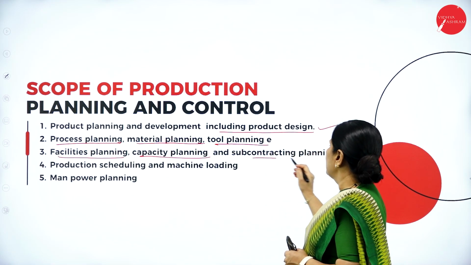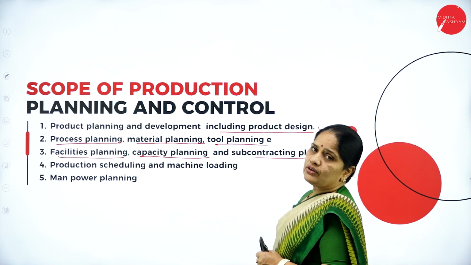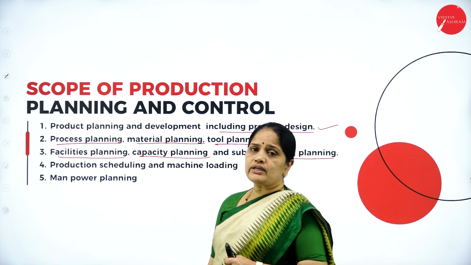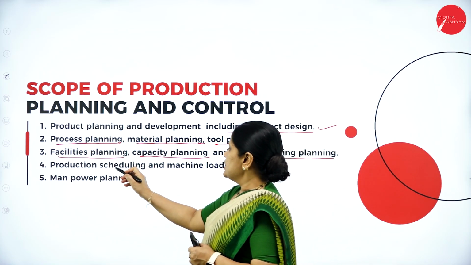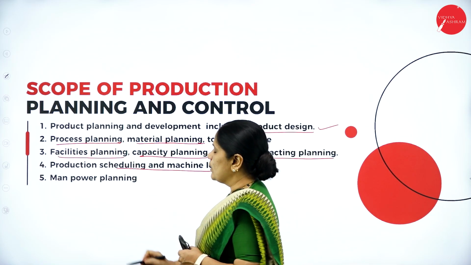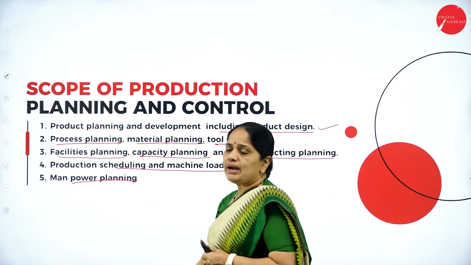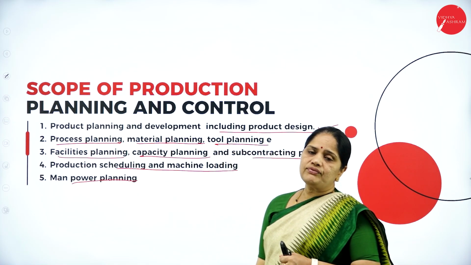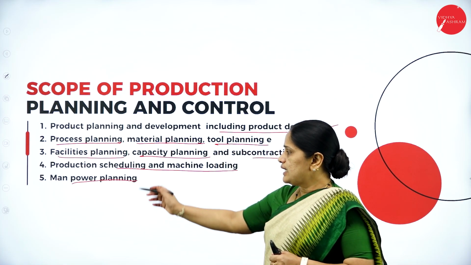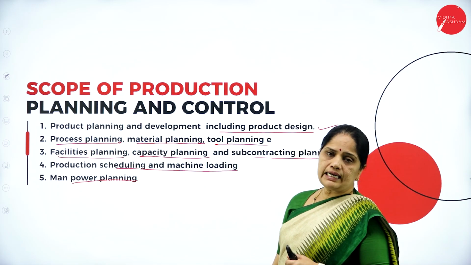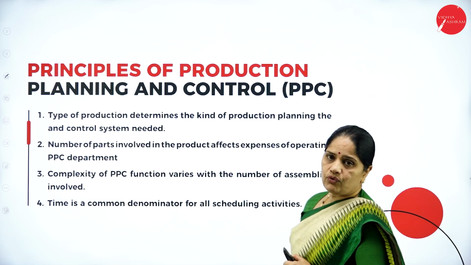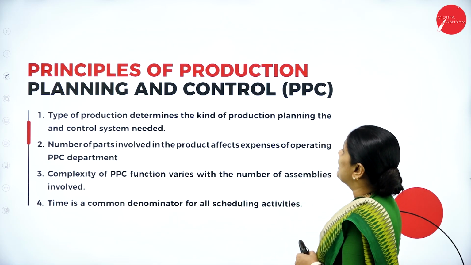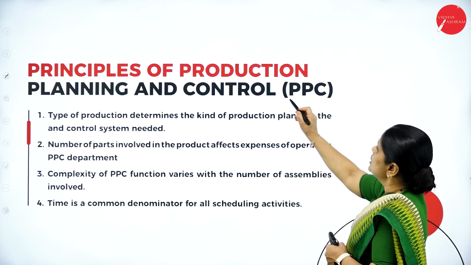Then subcontracting planning. So, whether you want to subcontract any of the processes involved, production scheduling and machine loading, and we have the manpower planning. So, after having all the schedules, then we have to decide what kind of labor you need for production.